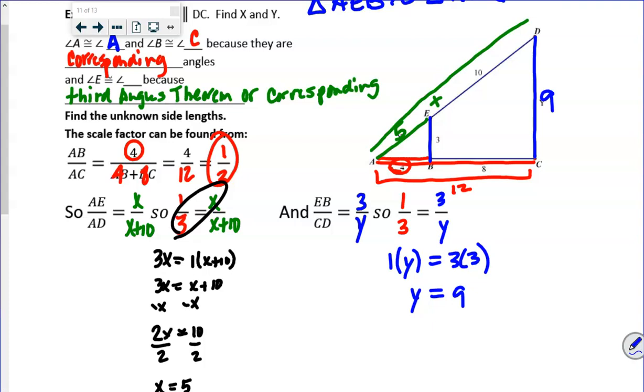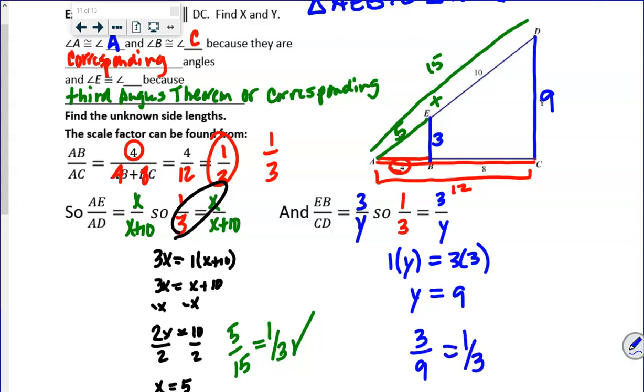So now, to check these, this is what I want you guys to look at. Our original ratio was 1/3, yes? So that's what we should be getting when we compare. So this is going to be 5 over 5 plus 10, which is 15, right? So 5 over 15, guess what that reduces to? 1/3. So that one checks out, right? Then we've got our 3 right here, 3 over 9, which also reduces to 1/3, and so that one also checks out. And remember, you got to get the same ratio for all 3 sides. That's the key.